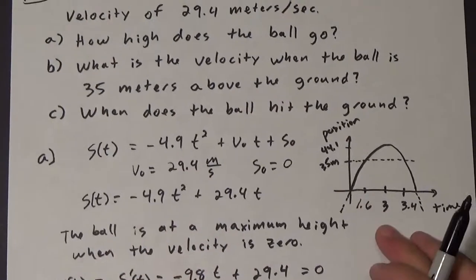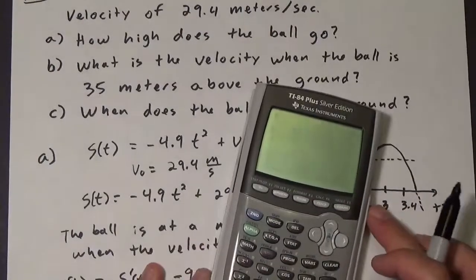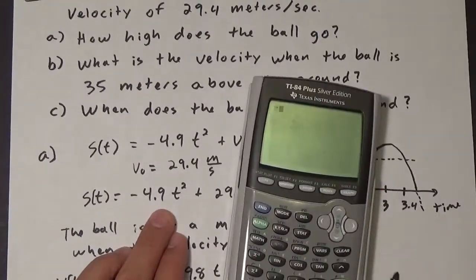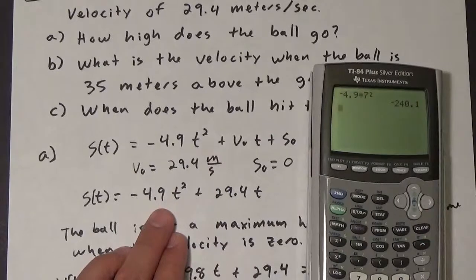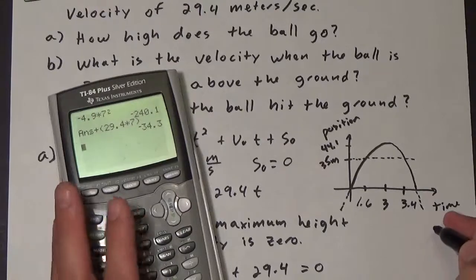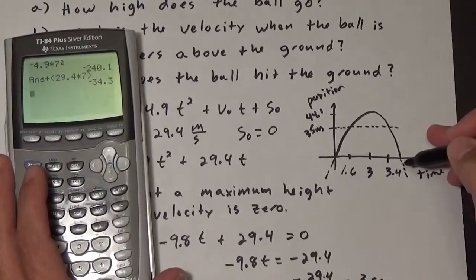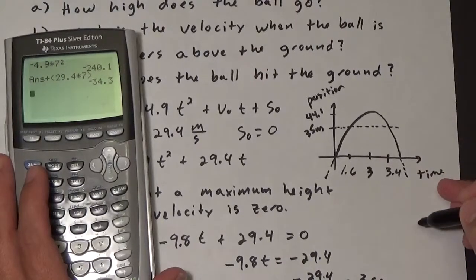So what if I asked you, well, what's the position at 7 seconds? According to this equation, you can do that. So we could put negative 4.9 times 7 squared, and then add 29.4 times 7, which gives us negative 34.3 meters. Now, of course, that doesn't make any sense, because negative 34.3 would be under the ground.